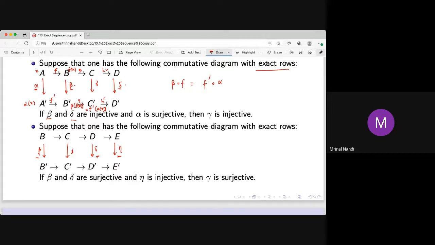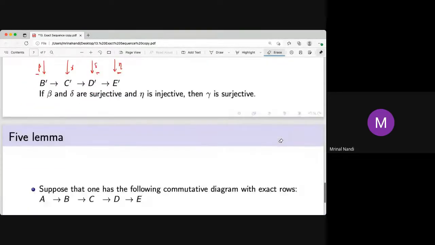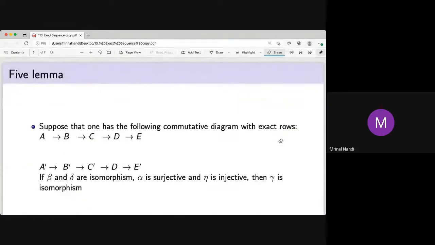So again, we just omit that proof. It is just laborious checking. You can check or you can omit the proof. The five lemma is actually the extension of the four lemma. So if there are five objects in a row, and each row is exact, with functions beta, gamma, delta, eta, then using the four lemma you can prove that if beta and delta are isomorphisms, alpha is surjective and eta is injective.